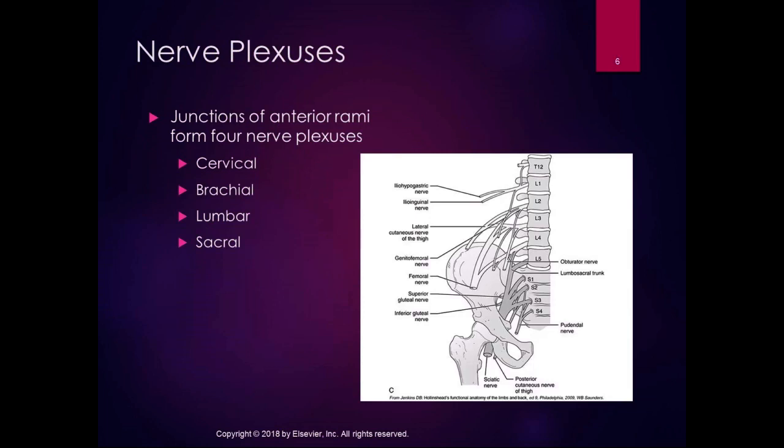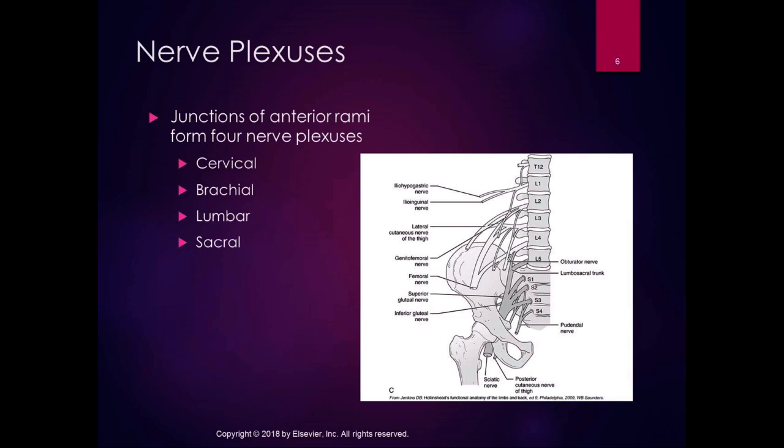As the spinal nerve roots exit the spinal cord, the anterior rami join together to form 4 nerve plexuses, or plexes is actually the correct plural. Plexuses is sort of the new version, but either one is correct. I'm hung up on the old version, so I'll say plexes. But cervical, brachial, lumbar, and sacral are the 4 plexes. So the different extremities are innervated by the different plexes.